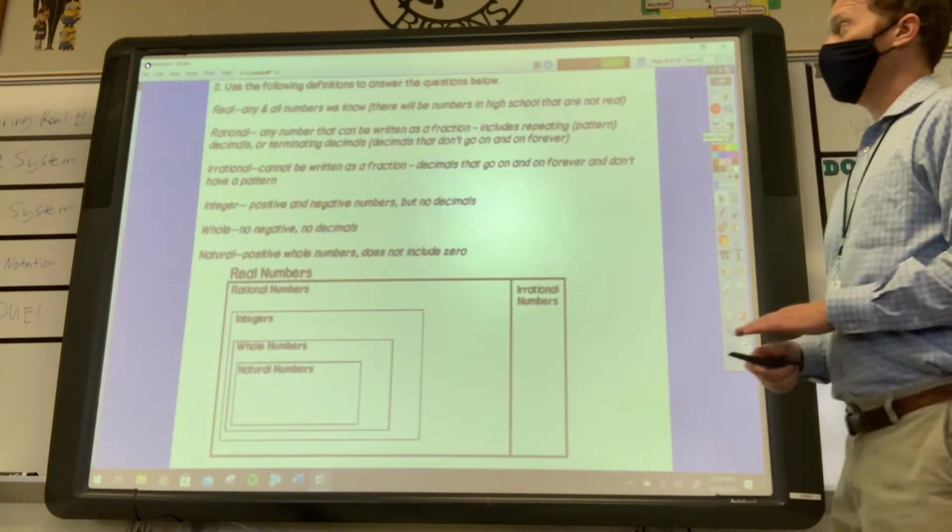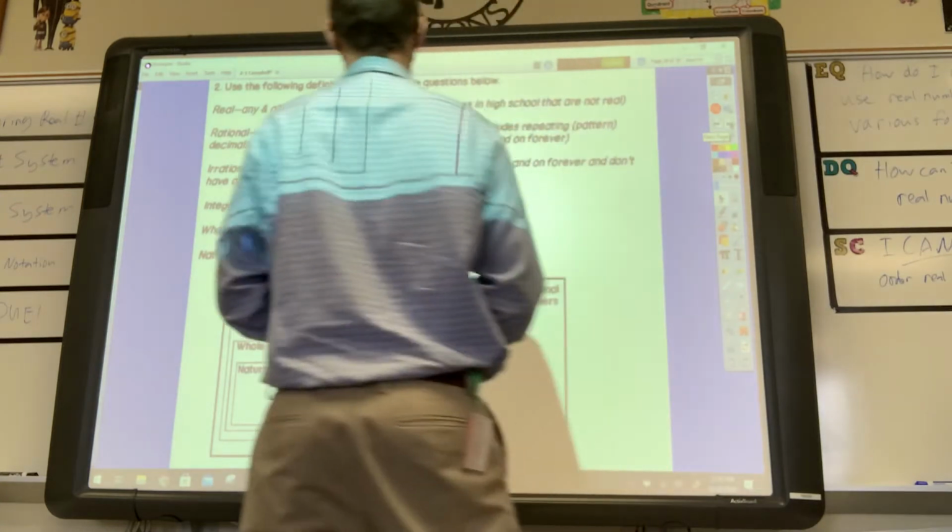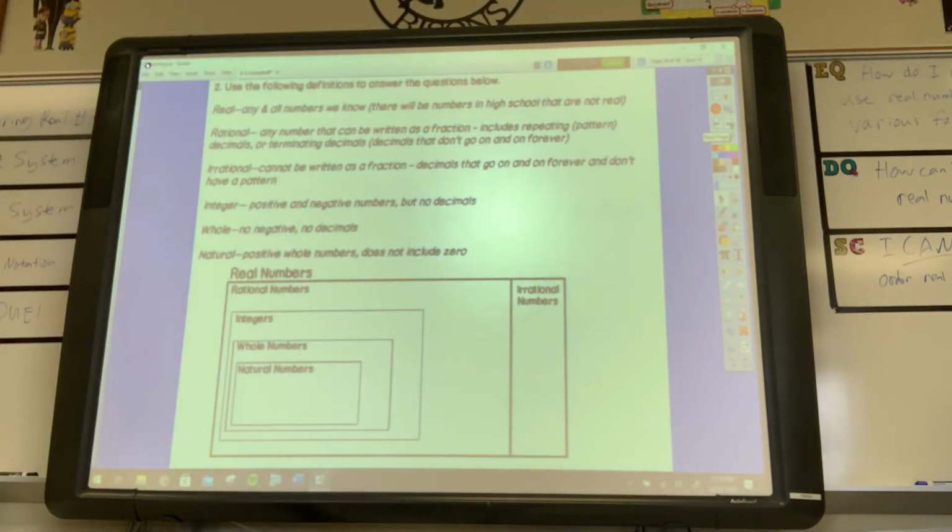Then we move on here and we are going to start looking at specific definitions of real, rational, irrational, integers, whole, and natural. And to do this, I'm going to call the esteemed Miss Walton up to the stage to help me.